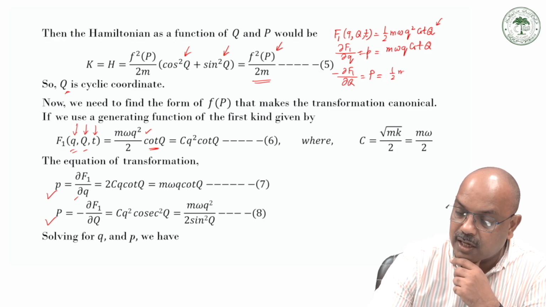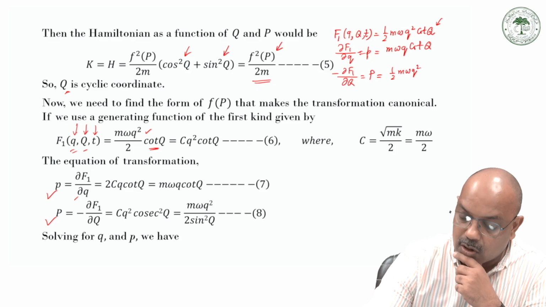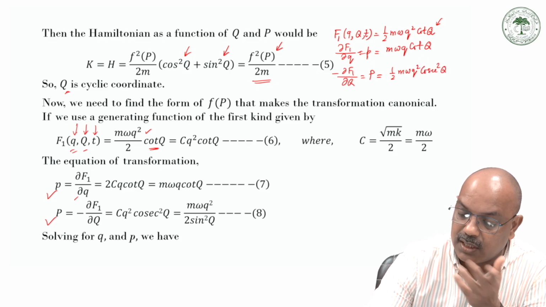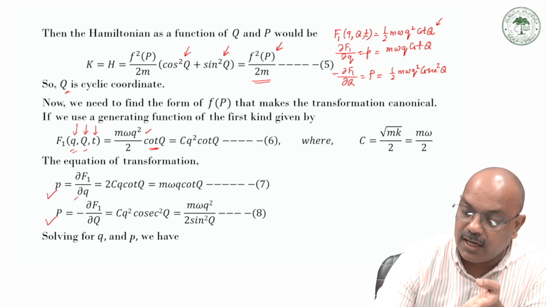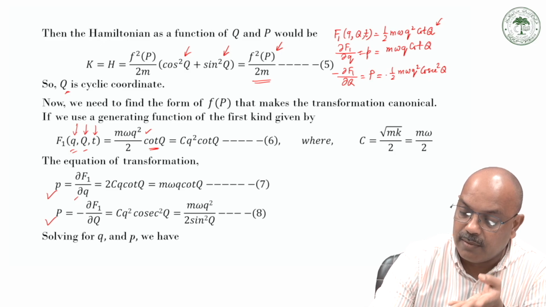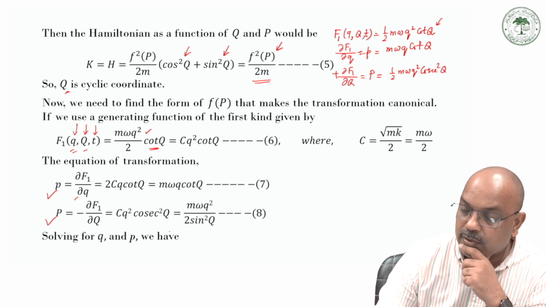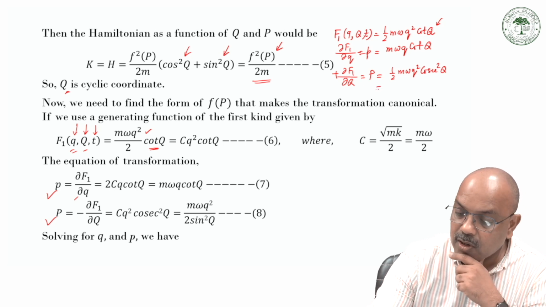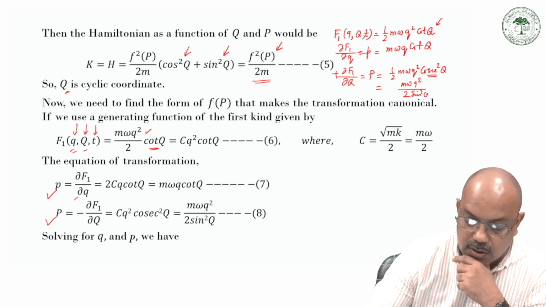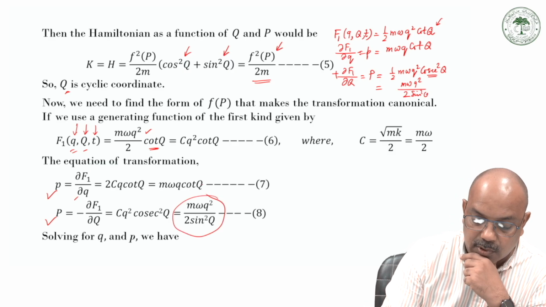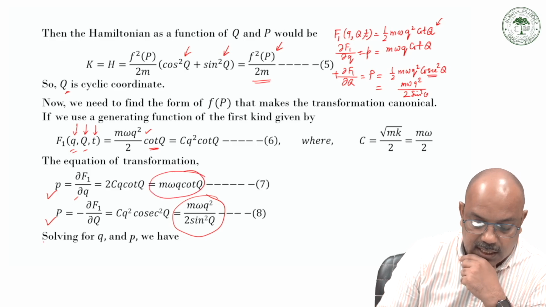This is going to be half m omega q squared, and the derivative of cot Q is minus cosec squared Q, so with the negative sign it becomes positive. So I am going to have half m omega q squared over sine squared Q. This is what I have for small p and capital P.